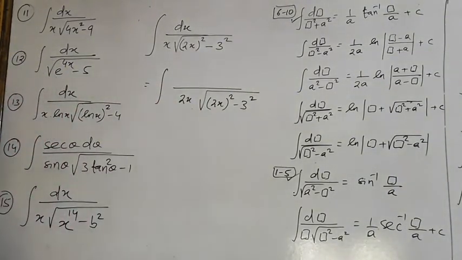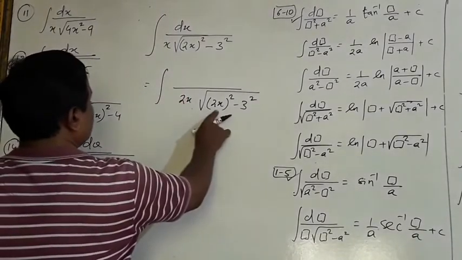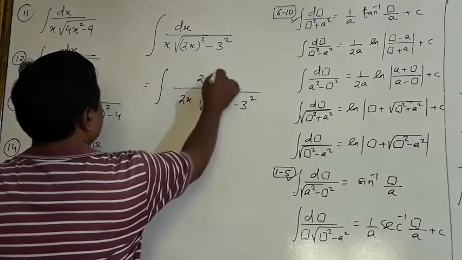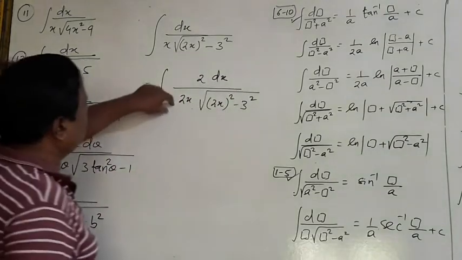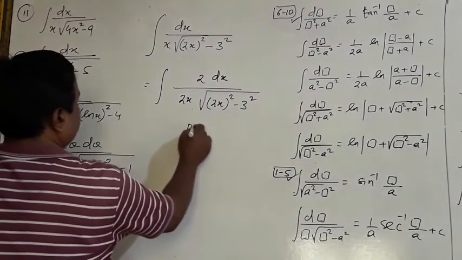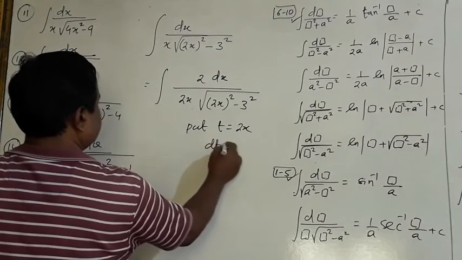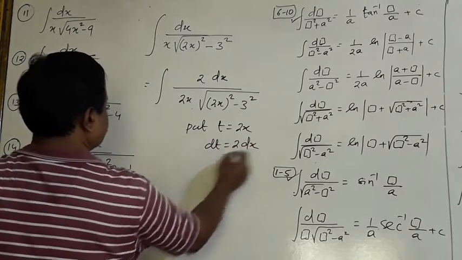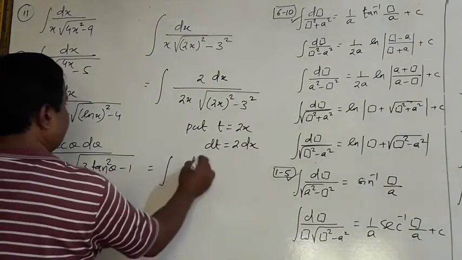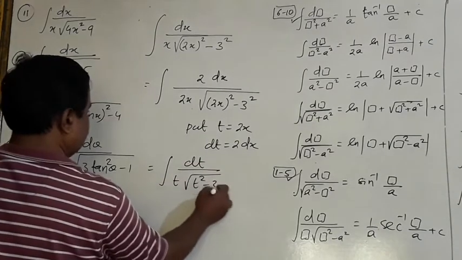For the derivative of 2x, what do you have to multiply? The derivative of 2x is 2 dx. Multiply by 2 dx. Now look, the 2 cancels. It is in this form now. So put t is equal to 2x. dt is 2 dx. Now I am writing it as dt by t square minus 3 square.